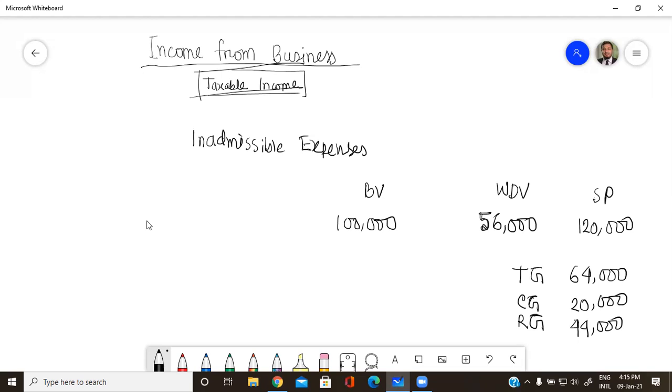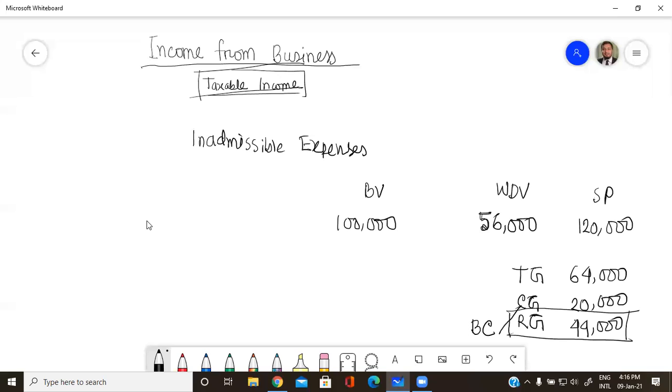Either you subtract 56,000 from the 100,000. Why are you subtracting? Because we have been able to sell the asset at a price greater than the original cost. Okay. So this revenue gain should be included in the tax return. And this gain is also known as the balancing charge. It is to be shown in the income tax return.